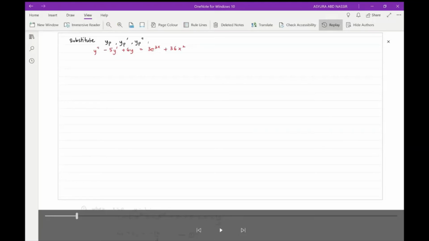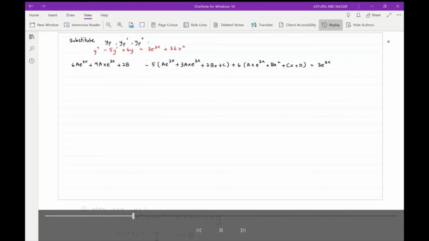Okay, next step we will substitute yp, yp prime and yp double prime into your original differential equation. Next, after you have substituted, then we will get this equation: 6ae^(3x) plus 9axe^(3x) plus 2b, minus 5 times (ae^(3x) plus 3axe^(3x) plus 2bx plus c), plus 6 times (axe^(3x) plus bx squared plus cx plus d), equals 3e^(3x) plus 36x squared. Then you just simplify.